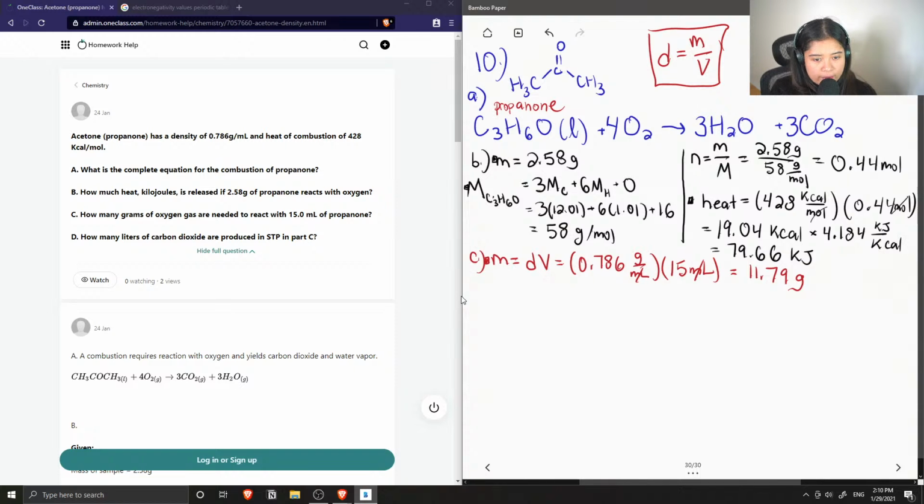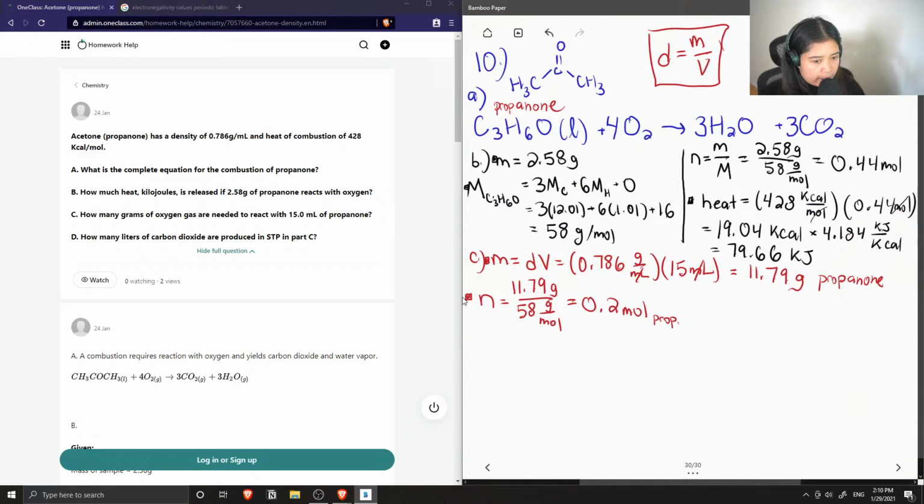So now that we have our grams of propanone, we need to calculate its number of moles. So again, number of moles is equal to mass over molar mass. So our mass is 11.79 grams. Our molar mass we found in the previous question. It's 58 grams per mole. And we get 0.2 moles of propanone.